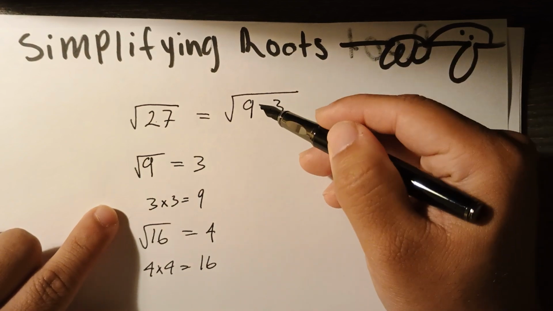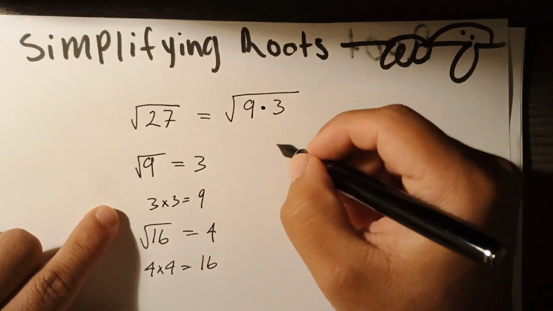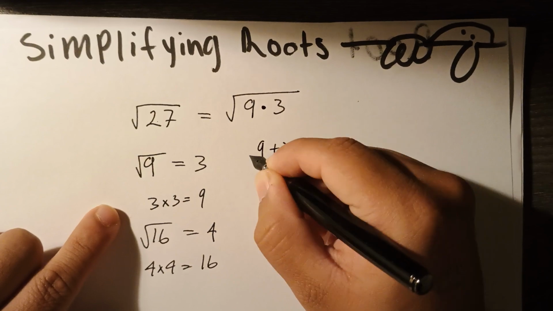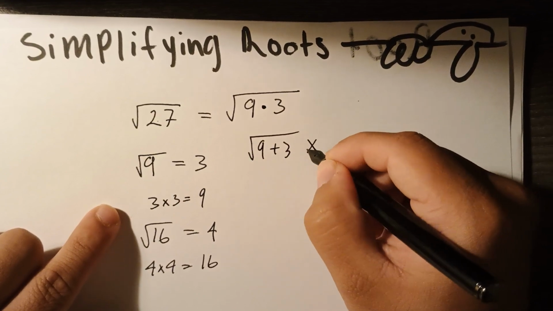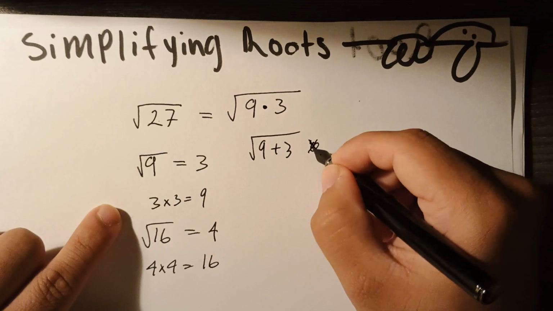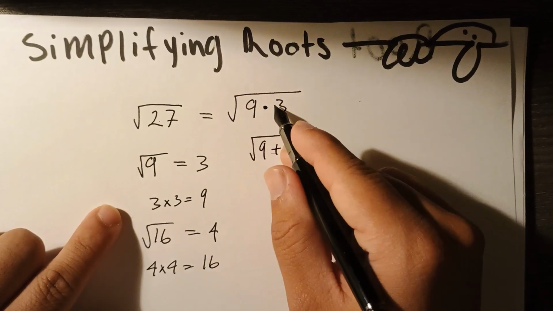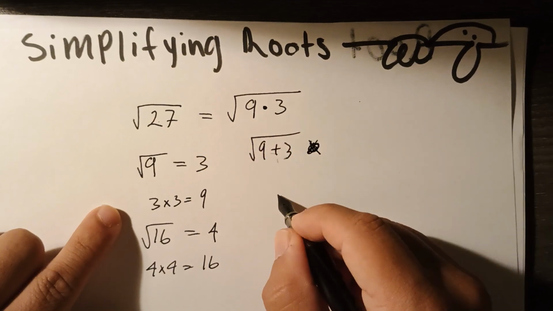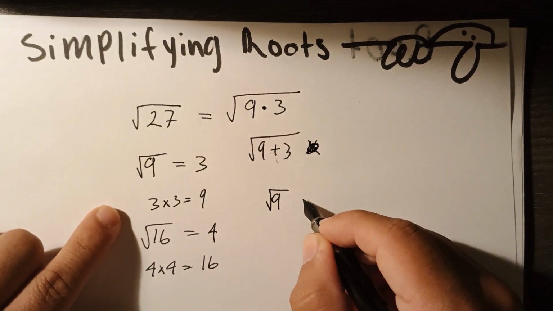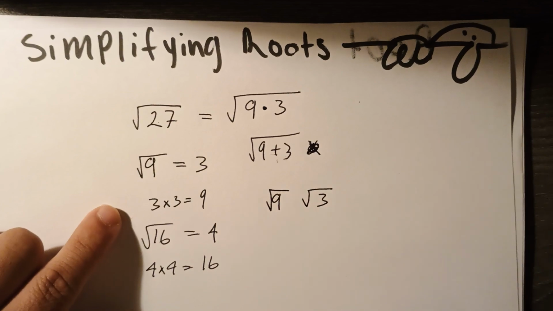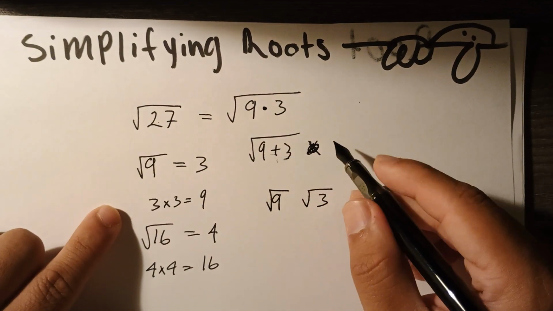And when you have multiplication like this, if it was addition, like let's say we had 9 plus 3, you can't do what I'm about to do right here. What I'm going to do up here is I'm going to split the square root symbol to each of these numbers. So square root of 9, square root of 3. If I was adding, you can't do that.